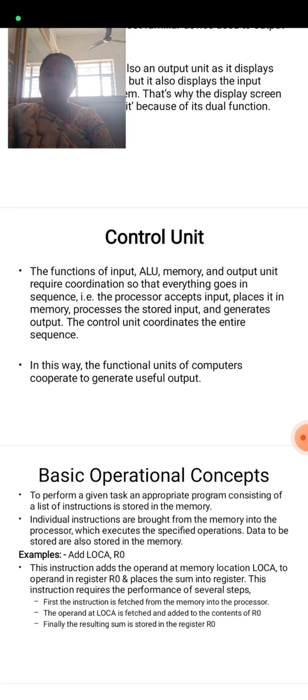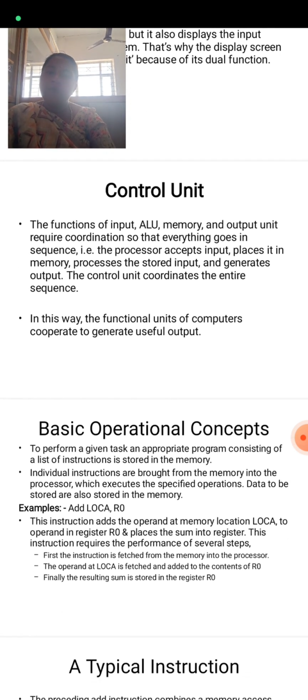Next one, control unit. The functions of input, ALU, memory and output unit require coordination so that everything goes in sequence. For example, the processor stores input and generates output. The control unit coordinates the entire sequence. The control unit is mainly used for controlling all the functional units, for example, input, ALU, memory, and output unit.